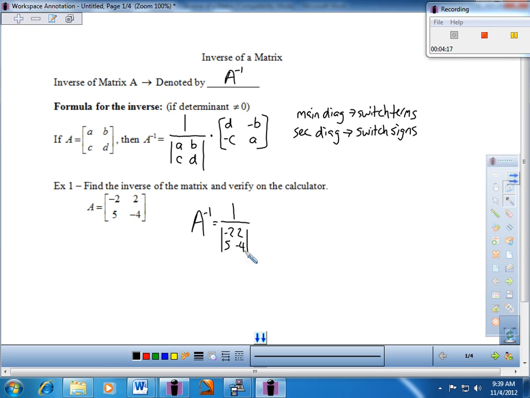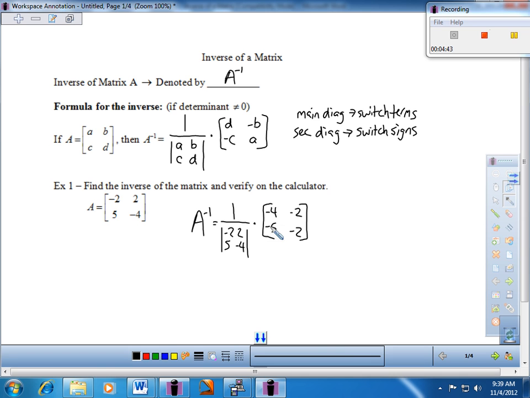And when I have that, I'm going to multiply that scale factor into this modified matrix over here. And that modified matrix basically does 2 things. The main diagonal switches the positions. So the -4 moved up, the -2 moved down. And the secondary diagonal switched the signs. So that would be a -2, and this would be a -5.